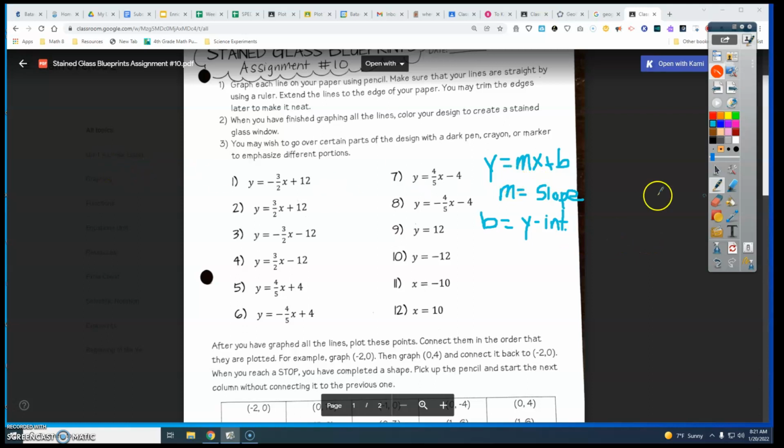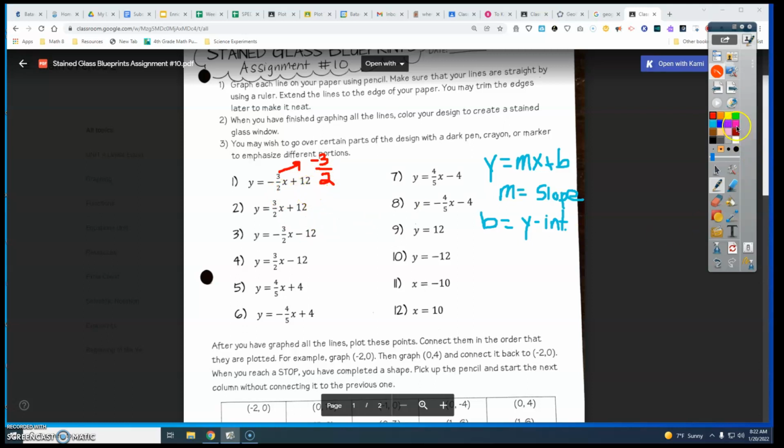So let's just take a quick look at number one. You have y equals negative 3/2 x plus 12. When we go through this, we have to identify two things, right? We have to identify the slope, which is right here. Our slope here is negative 3 over 2. So you should be thinking in your head right now that that's going to be a negative slope, a negative line, right? It's going to be going downhill. So that's our slope, or our m value.